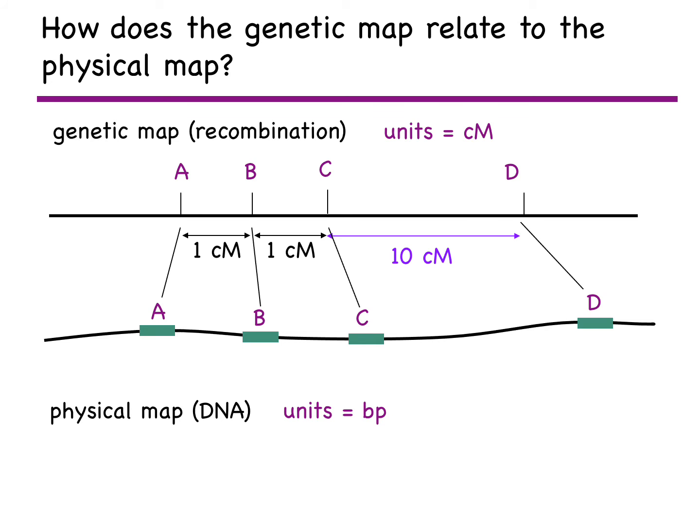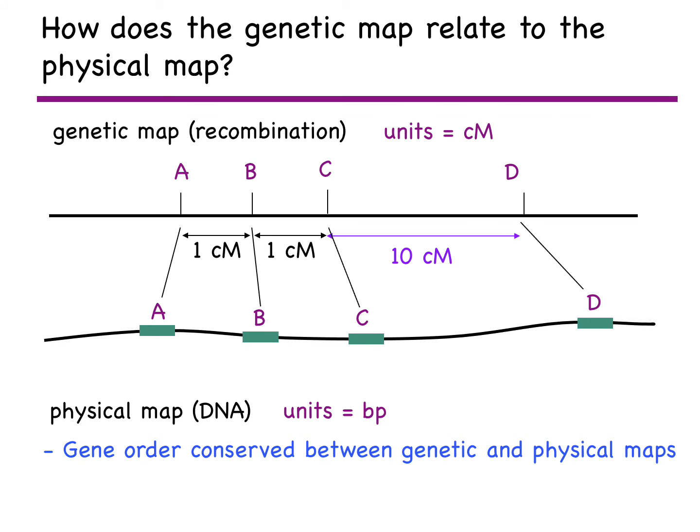So one thing we know about the genetic map versus the physical map is that the order of genes is conserved in the genetic map and the physical map. So for example, if the order of genes that's been worked out from the genetic map is as shown here, A, B, C, D, in the physical map, the order would be exactly the same, A, B, C, D.